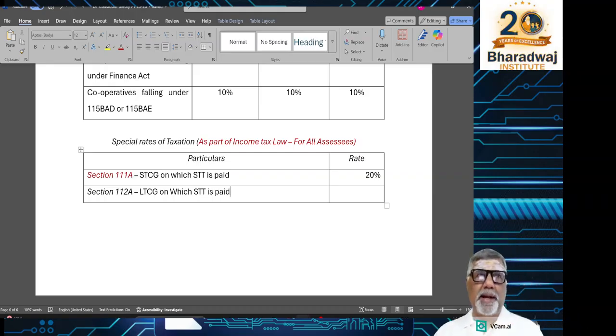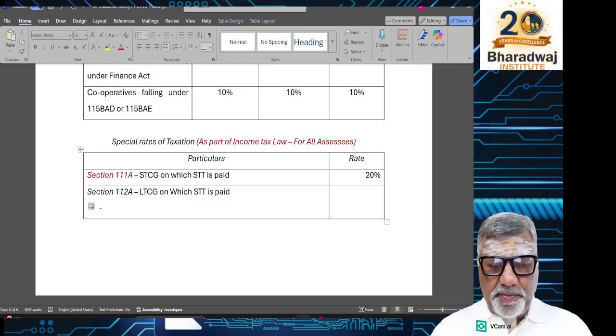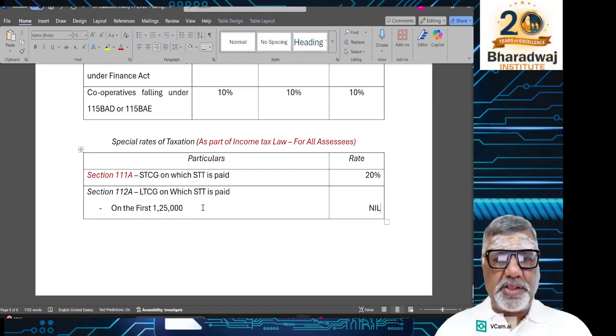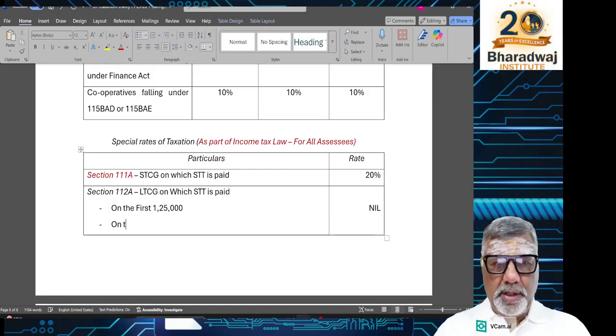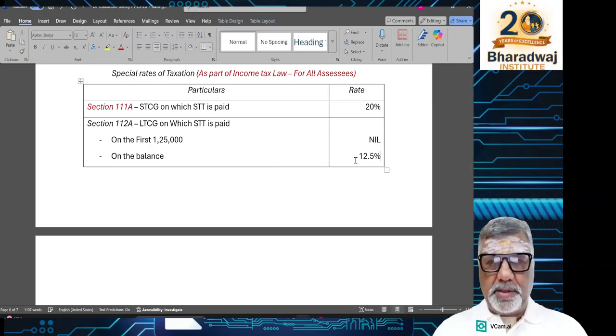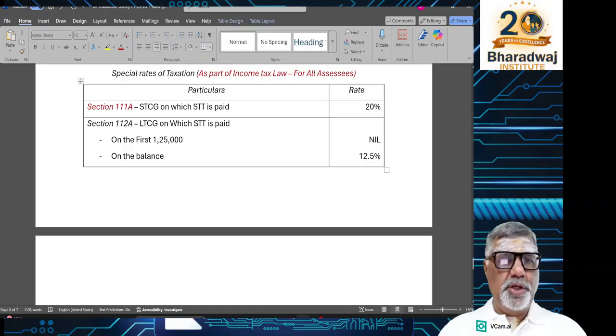Section 112A LTCG, on which STT is paid: on the first 1,25,000, nil. On the balance, 12.5%.